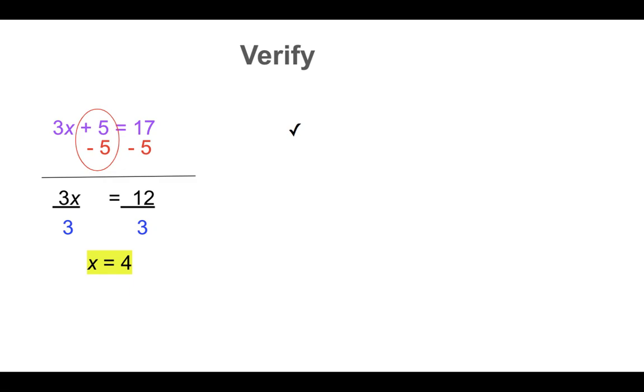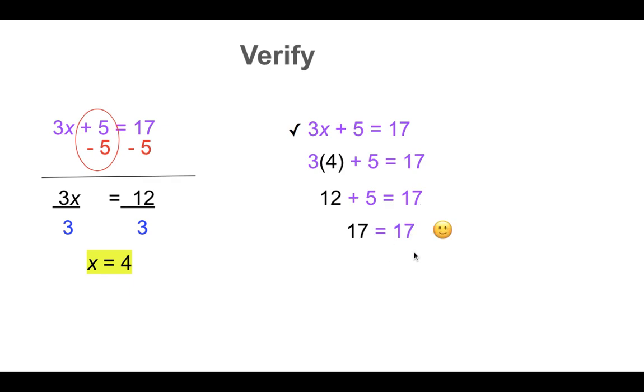So I'm going to write my original equation, 3x plus 5 equals 17. I'm now going to replace my x with the number 4 because I believe 4 is the solution to this equation. So 3 multiplied by 4 plus 5 equals 17. Now this time we need to use GEMMA. We need to make sure that we follow the order of operations. So we need to multiply or divide before we add or subtract. So the product of 3 and 4 is 12. 12 plus 5 equals 17. And 17 does indeed equal 17. So my solution has been verified.